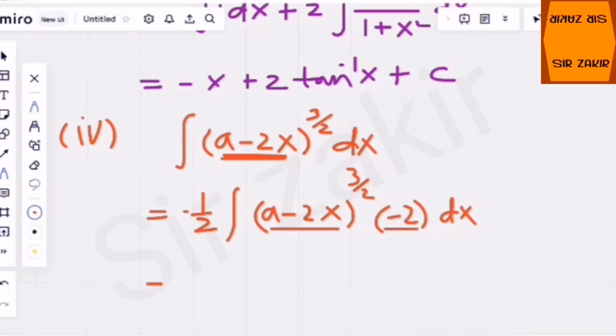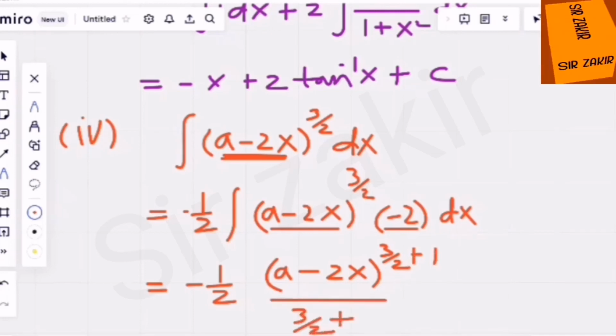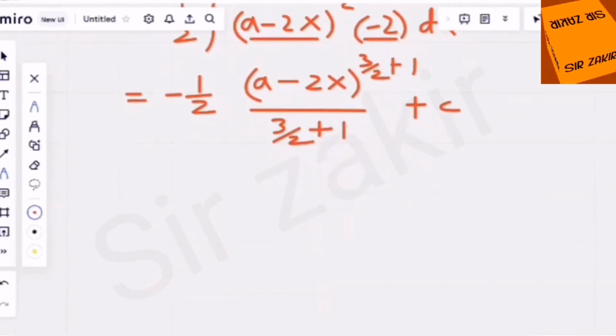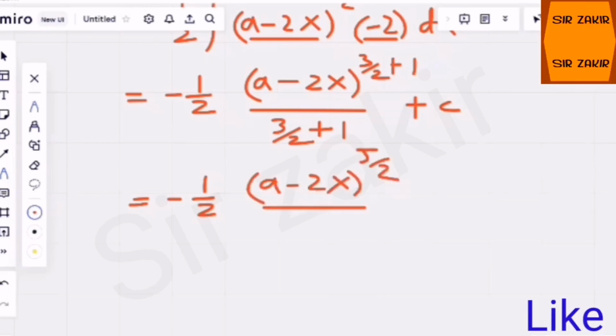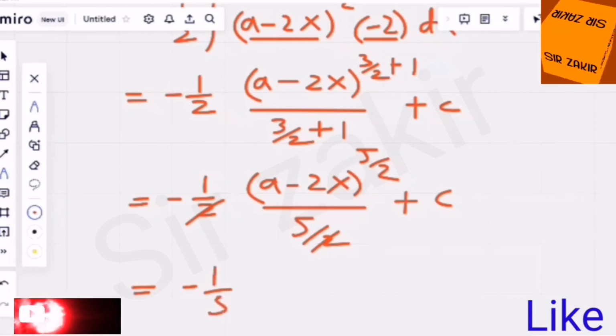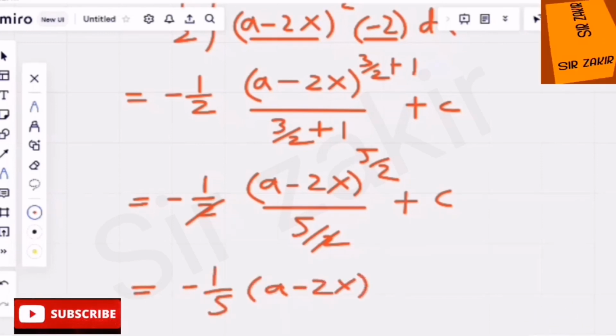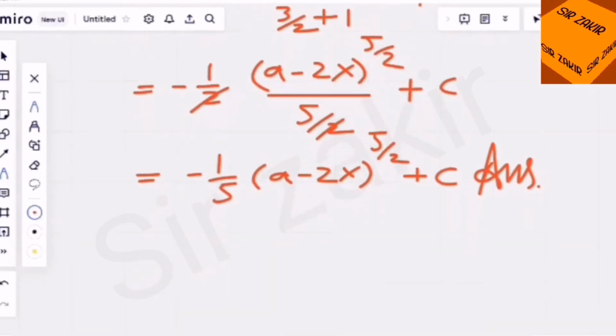If such a situation is there, then how is integration calculated? We just raise the power of the function by 1. We add 1 to the power of the function and divide by that value, plus c, this will be the answer. So then it can be simplified as 1 by 2 a minus 2x power 5 by 2 divided by 5 by 2 plus c. The 2 cancels with the other 2, so it is 1 by 5 a minus 2x power 5 by 2 plus c.